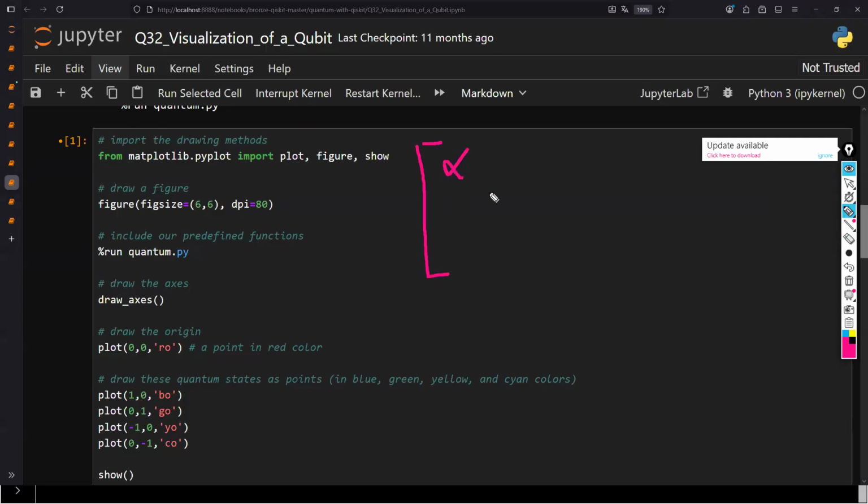We have alpha and beta, and these are amplitudes, meaning that these can be a real value that is either positive or negative. What does it mean exactly? Well, the squares of these sum up to 1.